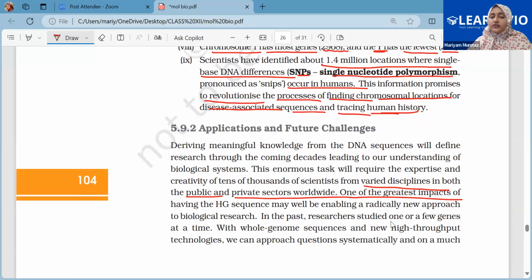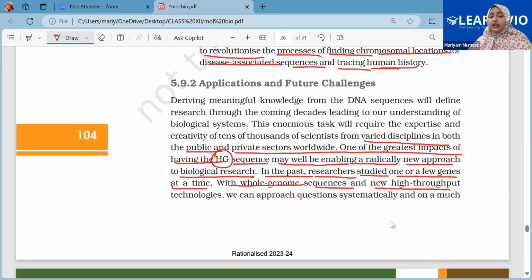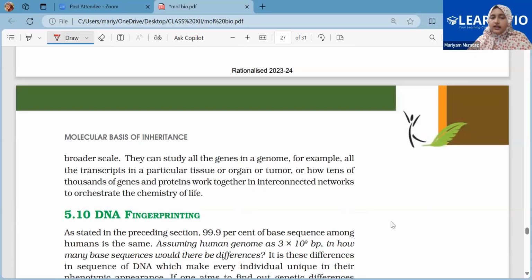One of the greatest impacts of having the human genome sequence may well be enabling a radically new approach to biological research. In the past, researchers studied one or a few genes at a time. With whole genome sequences and new high throughput technologies, we can approach questions systematically and on a much broader scale. They can study all the genes in a genome, for example, all the transcripts in a particular tissue or an organ or tumor, or how tens of thousands of genes and proteins work together in interconnected networks to orchestrate the chemistry of life.